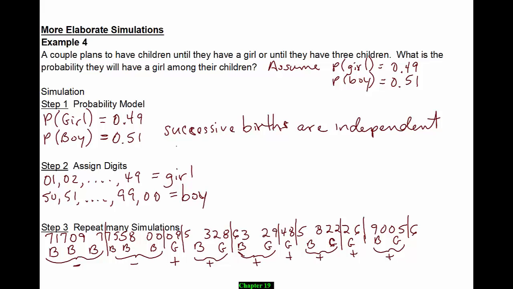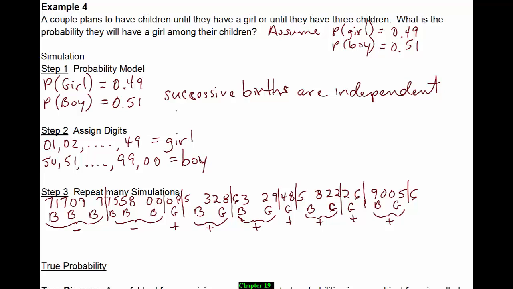Now, of course, in practice, we'd want to do a lot more simulations than this, but again, these are tedious by hand, so I think you have the idea. And so based on our very few repetitions, we can get an estimate of the probability of having a girl using this birthing scheme. So our estimate of the probability is going to be based upon the fact that we had 7 out of our 9 repetitions result in having a girl. There are 7 pluses out of the 9 total repetitions that we did. And so that's 0.78 or 78%. So that's our estimate of the probability.